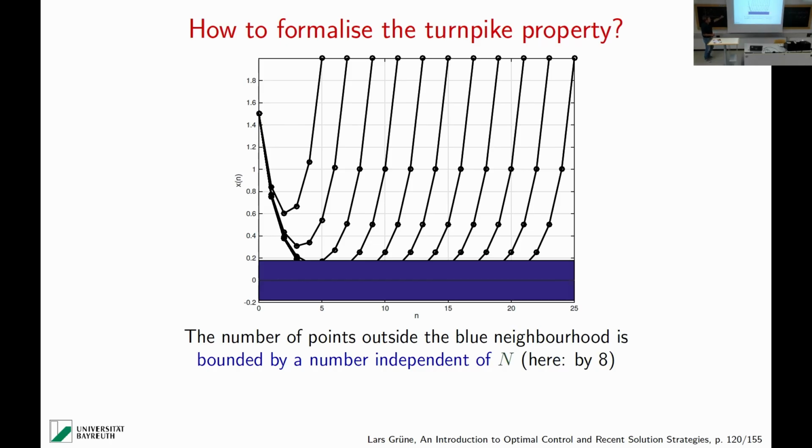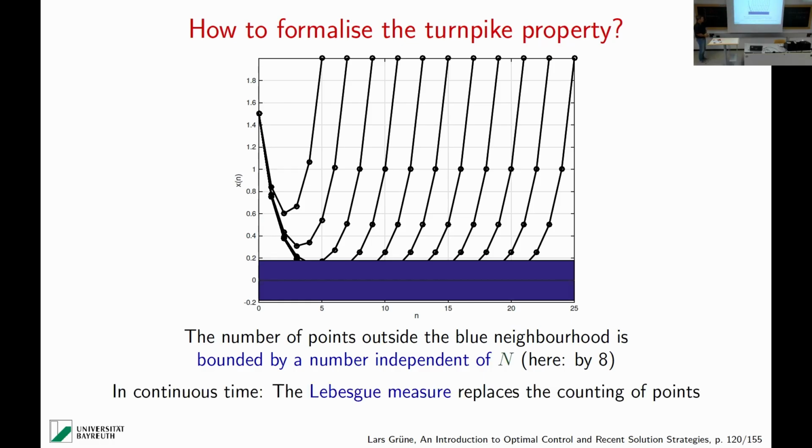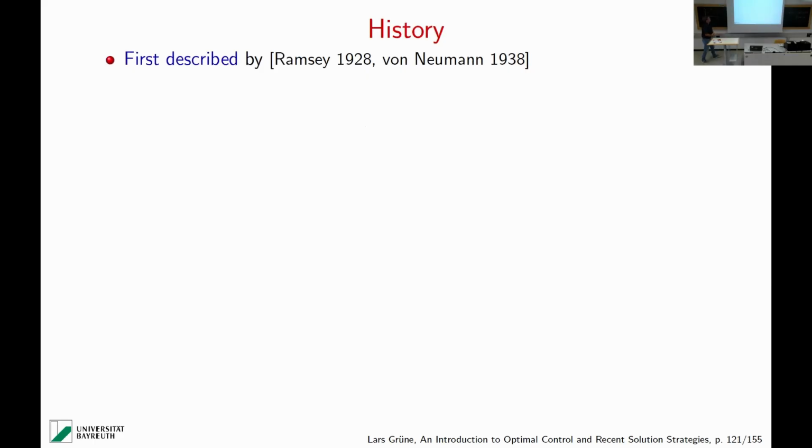And of course, the number depends on the size of this blue neighborhood, right? If you make it smaller, then there will be more exceptional points. But the important thing is that we find a bound that is independent of n. That's the important thing. And of course, the bound will also depend on the initial condition. If I start much further away, then of course we will have more exceptional points before we reach the neighborhood. In continuous time, you can do the same if you use the Lebesgue measure rather than just counting points. Yeah, that's how you formalize it.